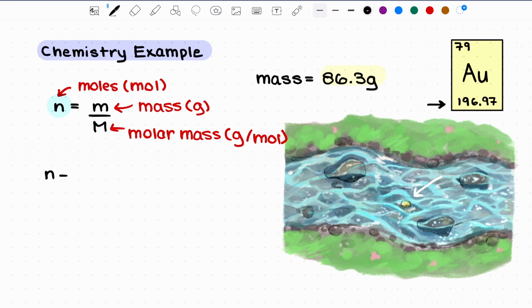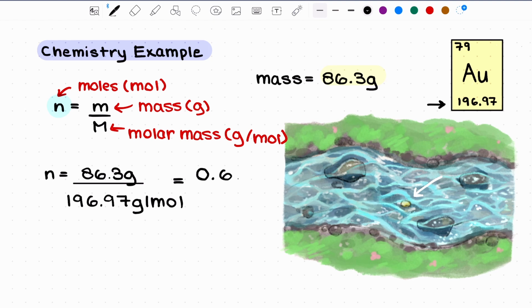So all we have to do is put our information, or substitute it, into our formula. So our number of moles is equal to our mass, 86.3 grams, divided by our molar mass, which is 196.97 grams per mole. Now, if you put that in your calculator, you will get that we have about 0.6 moles of gold here. You're going to get a number that's a lot longer, but just following proper sig digs here, we are going to round it to the first decimal place.